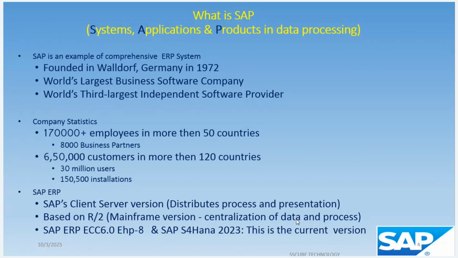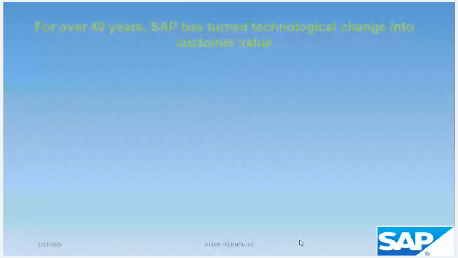So, the drum is one, but everybody is fetching water from that drum. Here also, centralization of process means all the data are in the central database, and from there every module is fetching. That is called mainframe version centralization. Now SAP started with the ECC platform, SAP ERP ECC 6.0 EHP8, and SAP S4 HANA 2023. The current version that is actually working is S4 HANA 2023.